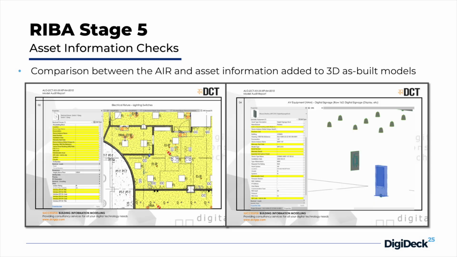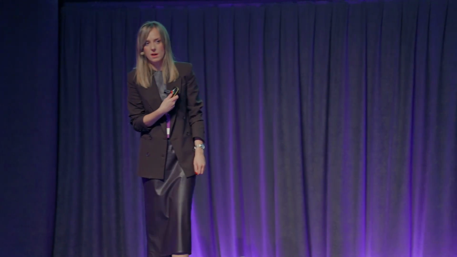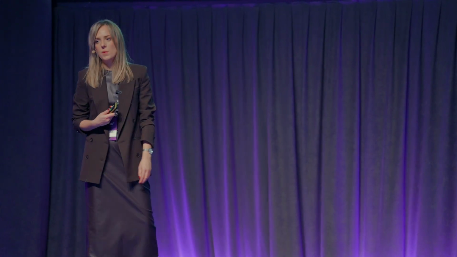And then the last part of the verification process is asset information checks. We have to check whether all the asset information that was required inside our AIR document is actually inside the models. So we are comparing the AIR with the information that is inside the model. All the discrepancies and missing information are pulled out from Revit, put inside a spreadsheet or a report, and then issued to the subcontractors. Like, this is missing, this is what we need you to adjust inside the models, and then to send them back again.